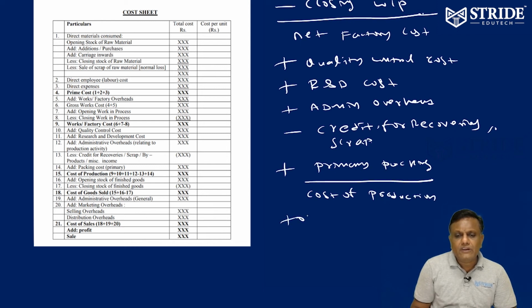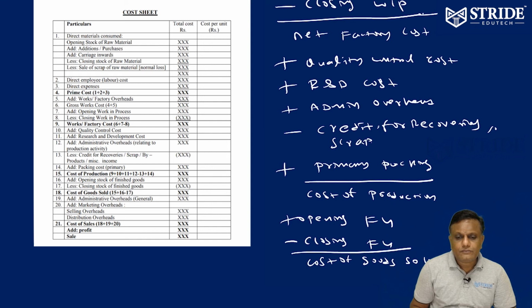To the cost of production, add opening finished goods. Now the goods come out of the production. It is called opening finished goods. Less closing finished goods. The result is called cost of goods sold.